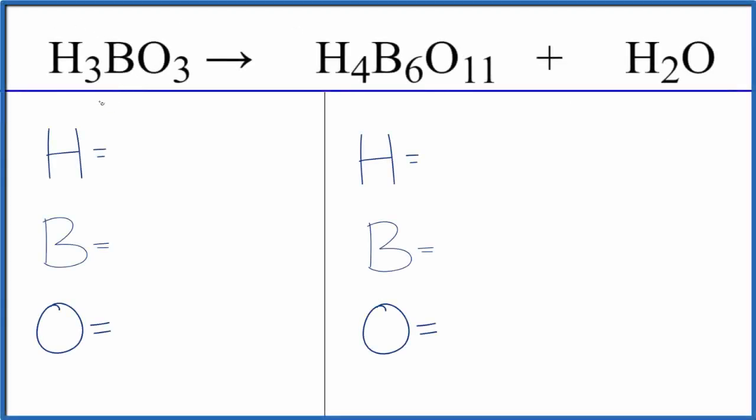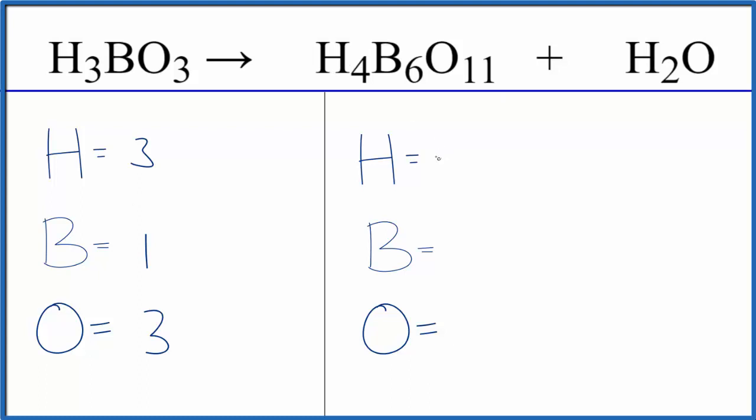Let's balance the equation here, H3BO3 decomposing into H4B6O11 and water. This is boric acid here. So when we have this equation here, the first thing we need to do is count up all of the atoms here. So reactant side, we have 3 hydrogens, just the 1 boron, and 3 oxygens.